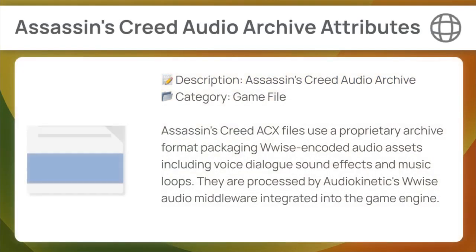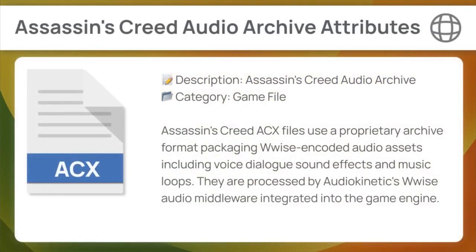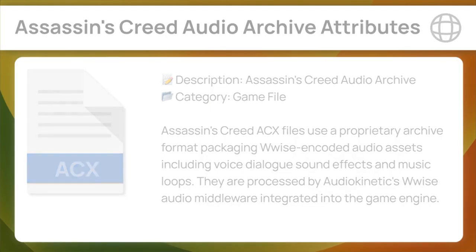Assassin's Creed ACX files use a proprietary archive format, packaging Wwise-encoded audio assets, including voice dialogue, sound effects, and music loops. They are processed by Audiokinetic's Wwise audio middleware integrated into the game engine.